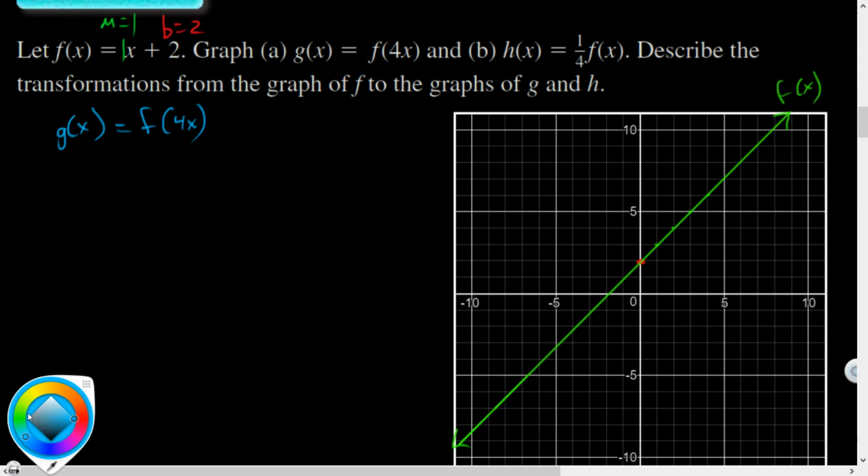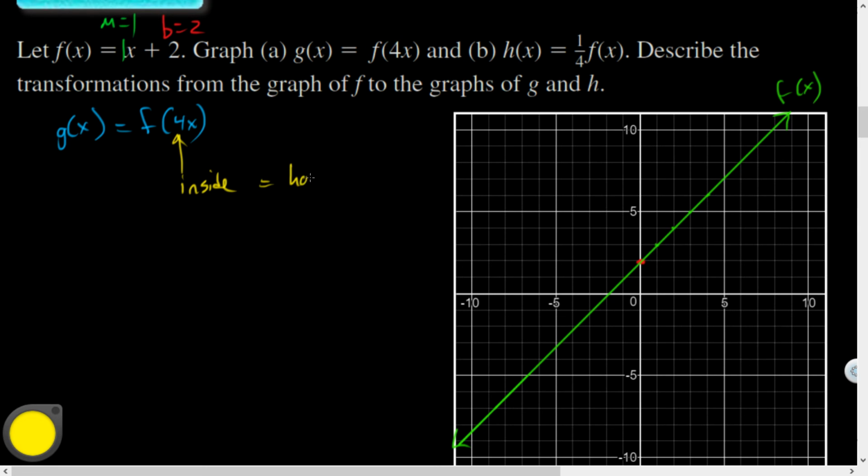That's on the inside, right? So this is how I analyze it. The 4 is on the inside, so this is going to be a horizontal transformation. All right. And the 4 is bigger than 1, which in the world of horizontal is a shrink. Horizontal shrink by a fourth. Right? Notice how 4 and a fourth relate to each other. I just flip it. So for my horizontal shrink by a fourth, 0 maps to 0.